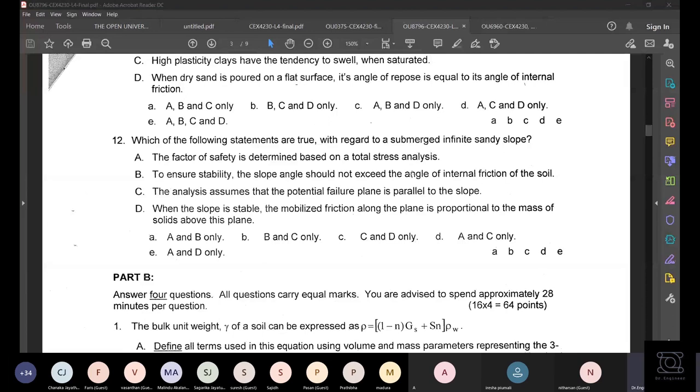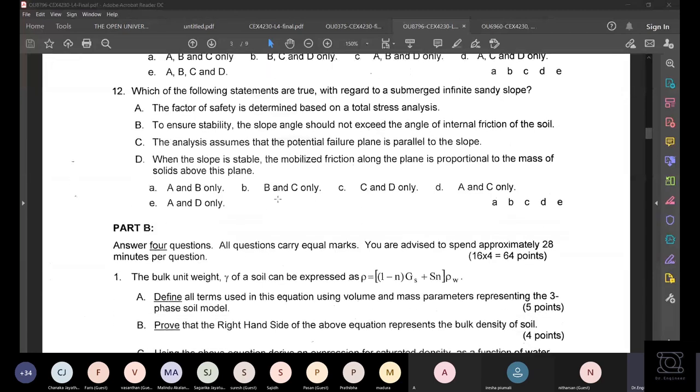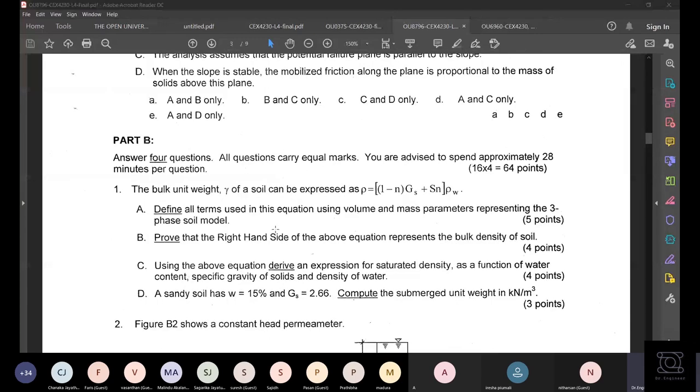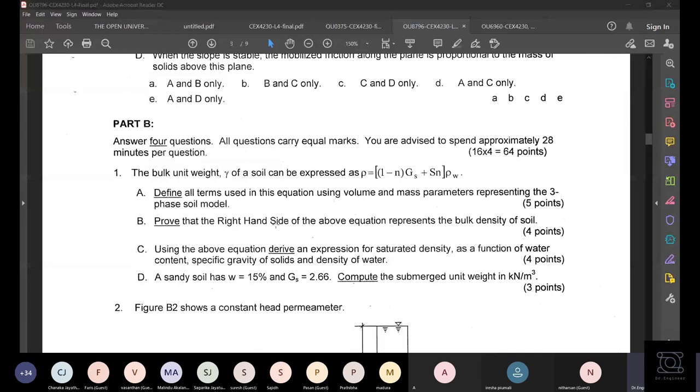So particularly, I have to mention one thing from this part B question. In the first question, part B: prove that the right hand side of the above equation represents the bulk density of the soil. So sir has asked to prove that the right hand side, right? In that case, you have to start from the right hand side and solve that and prove it as bulk density. So don't start from your left-hand side and prove the equation. In that case, you won't get any marks, right? So you have to answer for this question, not what you think. You have to start from the right-hand side. So be careful when you get questions like this, right?